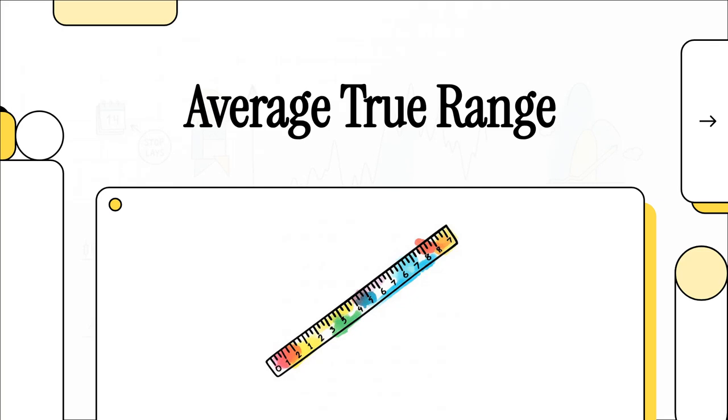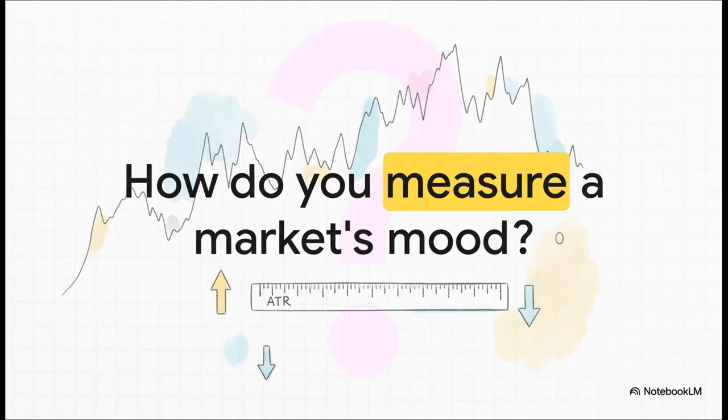Welcome. In today's explainer, we are going to tackle a really cool tool. It basically acts like a translator for the market's, well, it's often chaotic language. It's called the average true range, and it helps us measure that one thing that really defines all the market drama, volatility.